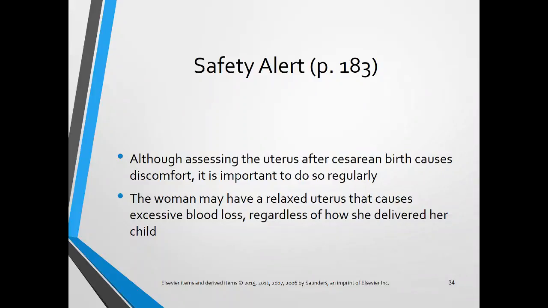So although assessing the uterus can be uncomfortable, it's important to make sure that you still do it. And the woman may have a relaxed uterus that causes excessive bleeding regardless of how she delivered her child.